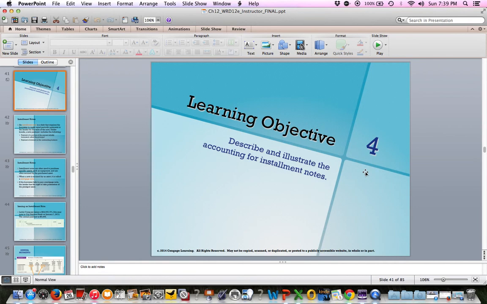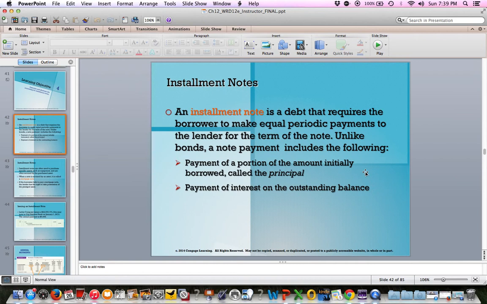So we'll talk next about installment notes. An installment note is a debt that requires a borrower to make equal periodic payments to the lender for the term of the note. Unlike the bond, the note payment includes payment of a portion of the amount for principal, and then payment of interest on the outstanding balance. So every payment will represent both principal and interest, unlike a bond where we only make the principal payment when the bond matures. We make interest payments until then.